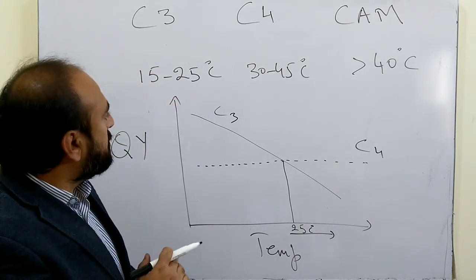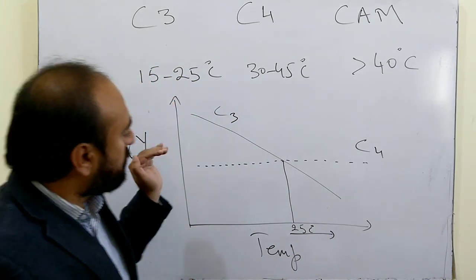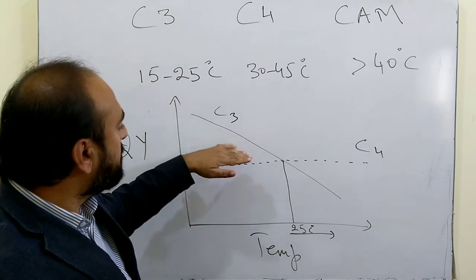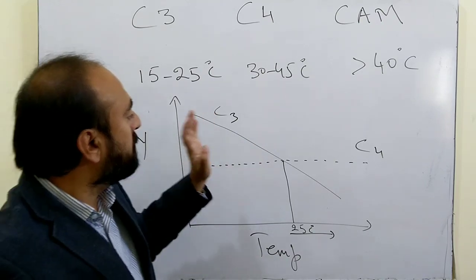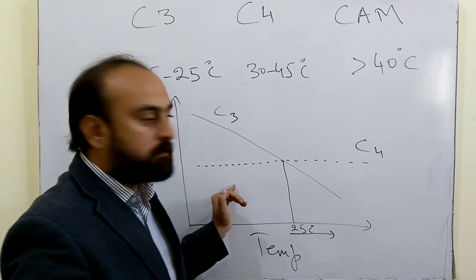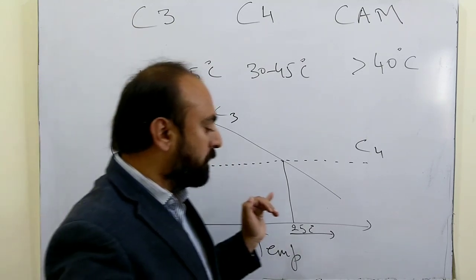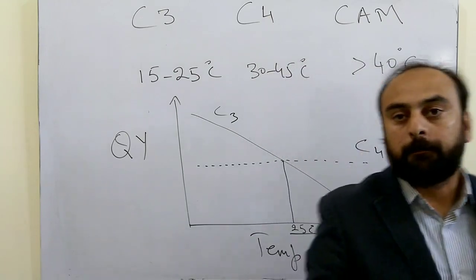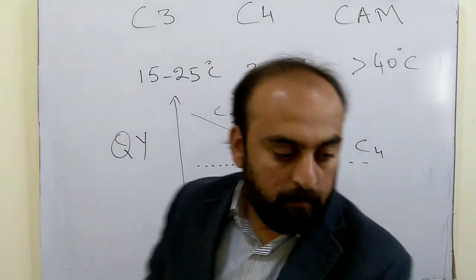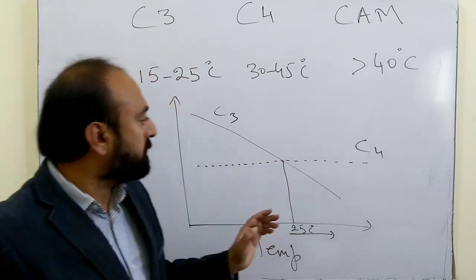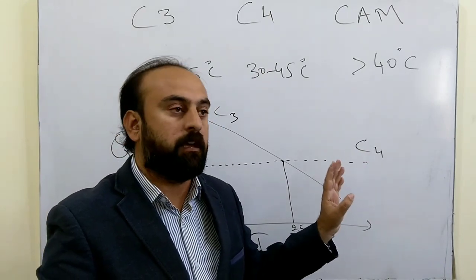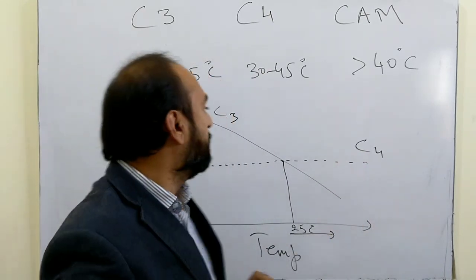So what we see is that although quantum yield decreases with increasing temperature, under lower temperature, in this part of the curve, C3 plants have comparative advantage over C4 plants. That's the reason that still about 85% of terrestrial plants are C3 plants. But under high temperature conditions, C4 plants have comparative advantage as they have minimal or not detectable photorespiration.